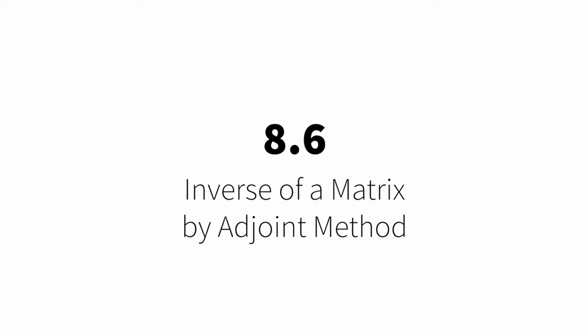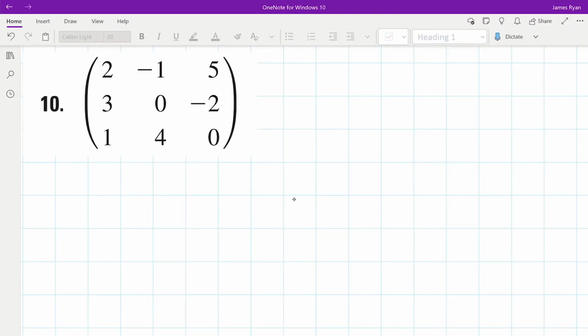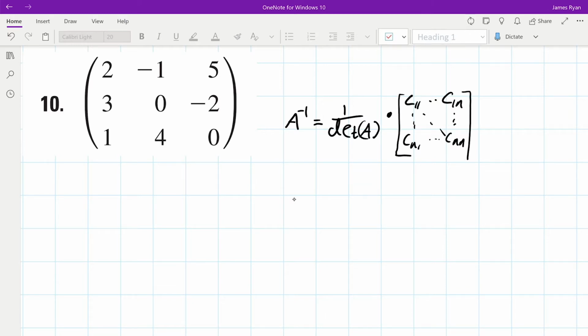So this is problem 8.6.10, calculating the inverse of a matrix using the adjoint method. From the adjoint method, if this is A, the inverse of A is 1 over the determinant of A times the transpose of the cofactor matrix, and we'll write the cofactor matrix as C11 to C1n, if A is an n by n matrix, to Cnn to Cn1. And then this is the transpose.